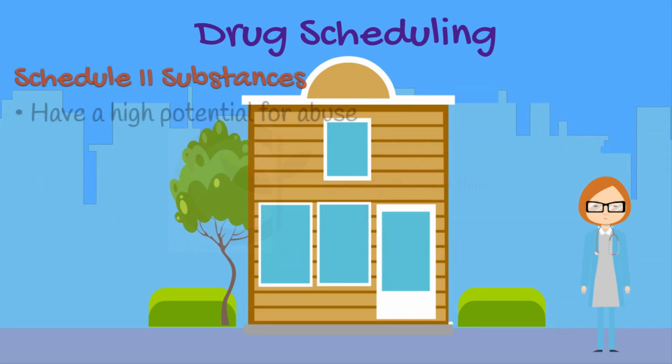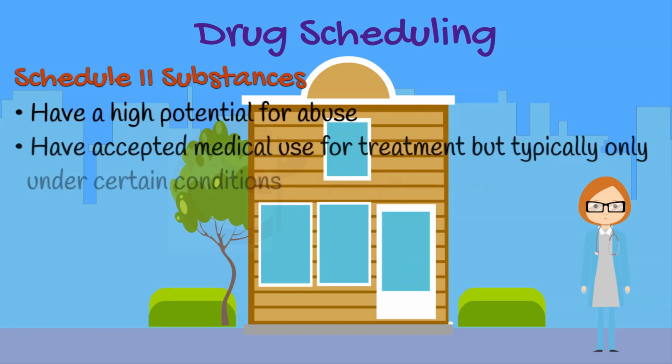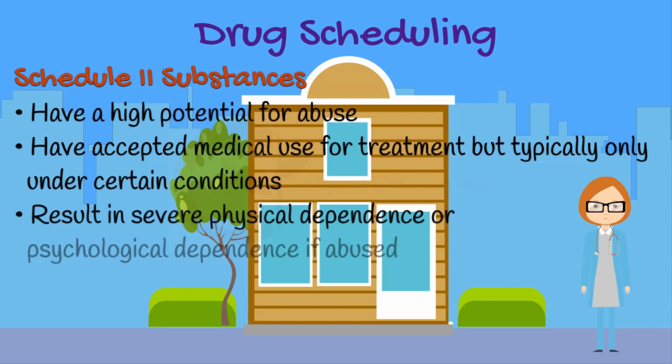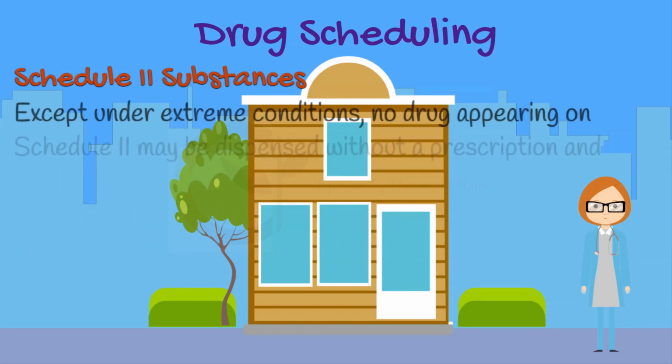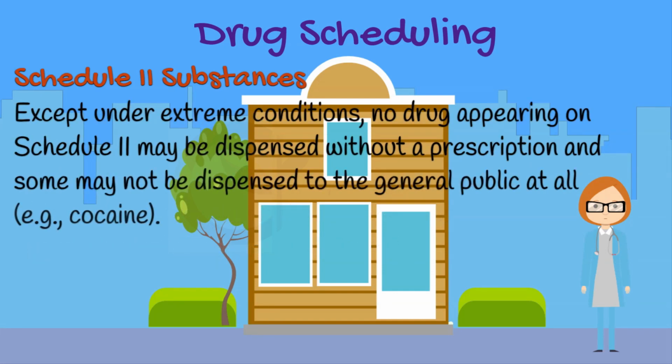Schedule 2 substances. These substances are considered to have a high potential for abuse, have accepted medical use for treatment, but typically only under certain conditions. Result in severe physical dependence or psychological dependence if abused. Except under extreme conditions, no drug appearing on Schedule II may be dispensed without a prescription, and some may not be dispensed to the general public at all, for example, cocaine.